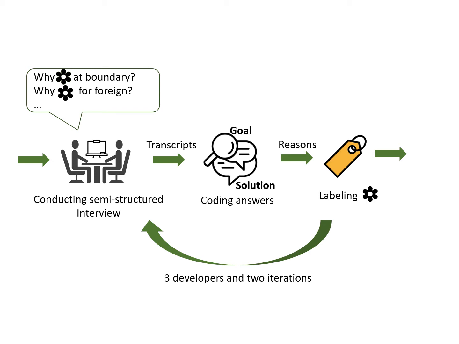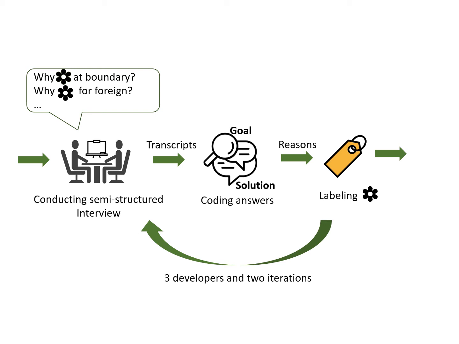We conduct a set of semi-structured interviews with the architect and the software developers who design the model. With our quantitative findings, now we can ask more insightful questions. So for example, we ask why developers use flowers on boundaries. And then we made transcription of those interviews and we conduct coding to identify the reasons. In particular, we look for the goal that developer would like to achieve and their corresponding solutions.